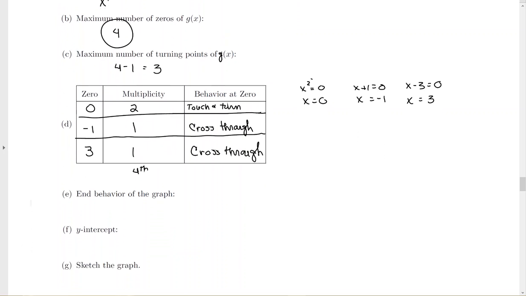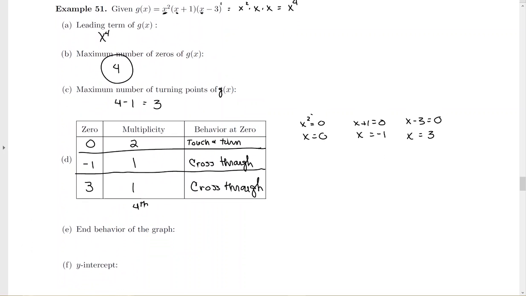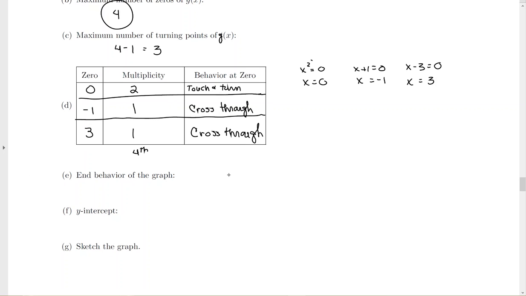The end behavior, because it's an x to the 4th, you can think about what does y equals x to the 4th look like. And because it's an even degree polynomial, and because there's a positive 1 in front, both ends are going to be up. If you forget, you can always type in y equals x to the 4th into your calculator and take a look at what the ends are doing.